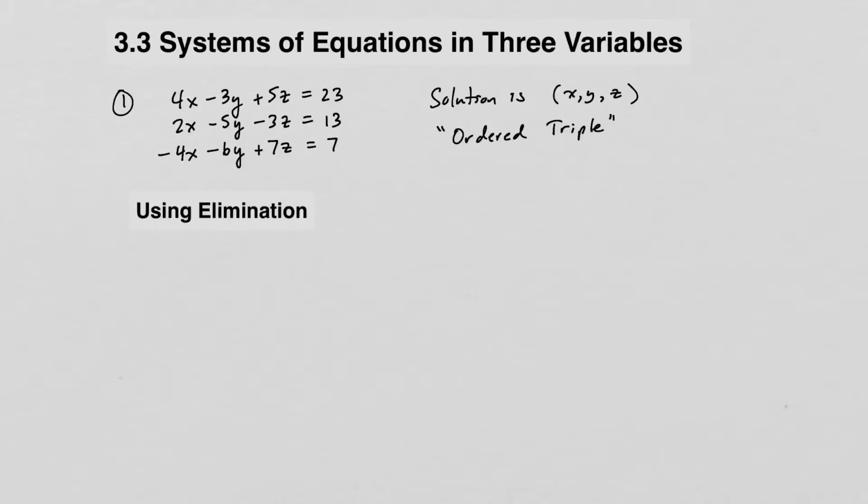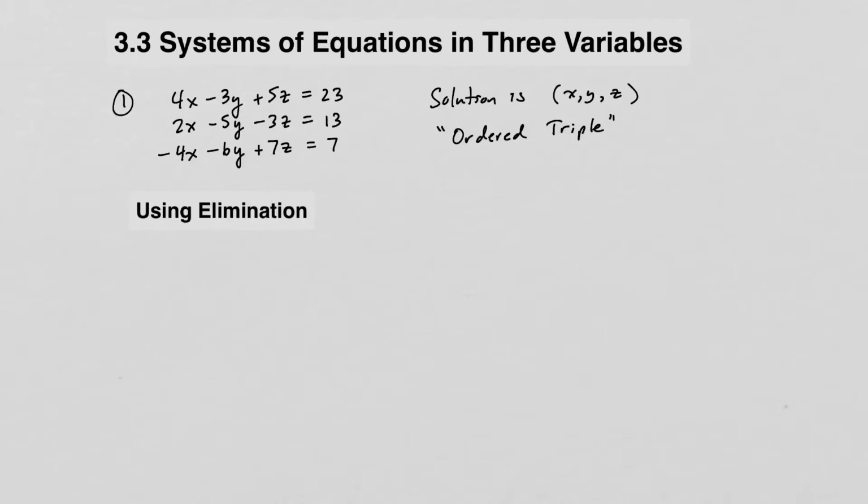And also, to solve a three variable system, you have to have three equations. So the number of variables must equal the number of equations if you are to get a solution. Now, the methods used are very similar to the two variable system methods that we used in the previous section. And so we're going to start off by looking at how to solve these using elimination.